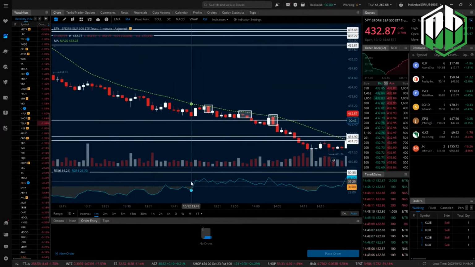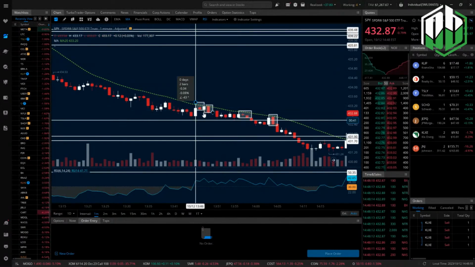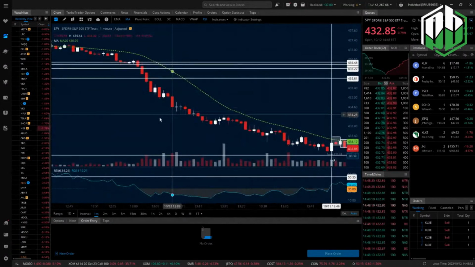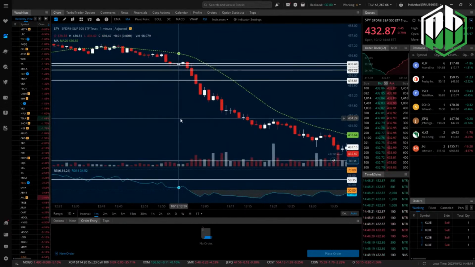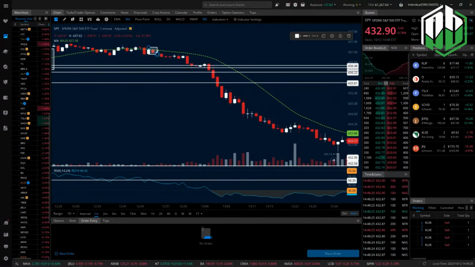Obviously it's oversold here, so maybe we can just wait for the price to break or the RSI to break over 30, at which point you've got an entry there. I mean, it's pretty easy when you think about it like this, guys. RSI is under 50 right here, so let's look for some red candles.